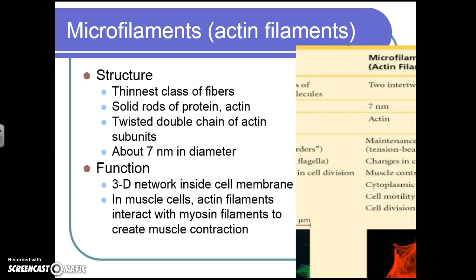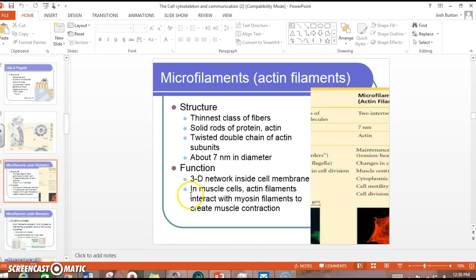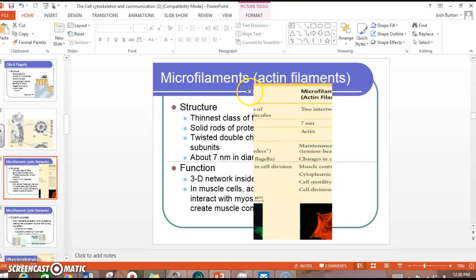Okay, the last ones that we're going to talk about are microfilaments, like actin filaments. These structures are the thinnest class of fibers. Solid rods of protein. You have actin within there. We see a lot of those in muscle cells. They function in three-dimensional work. I'm just going to move out of this quick. Let's see.